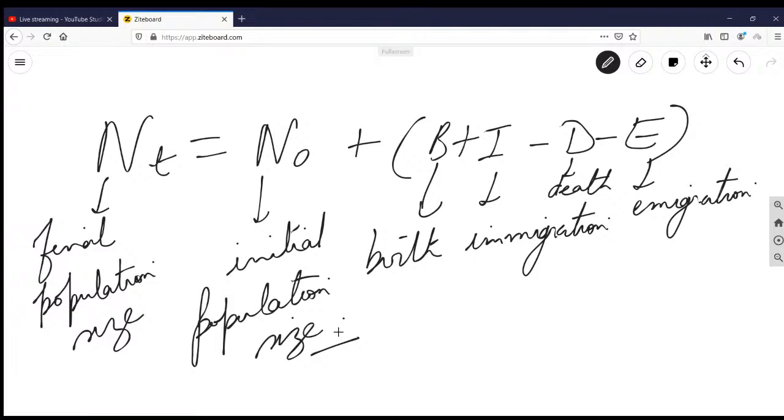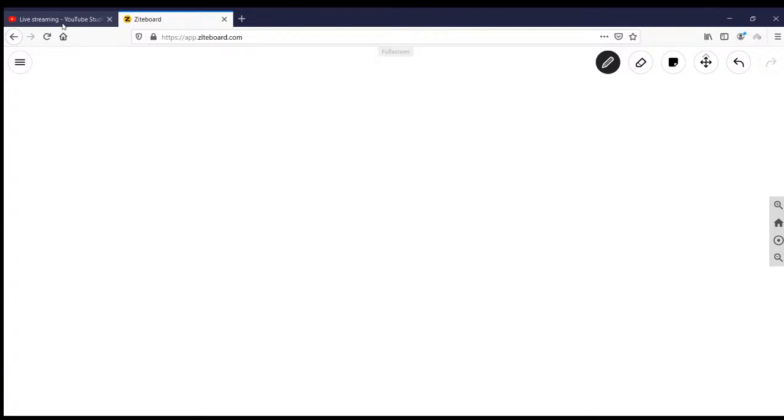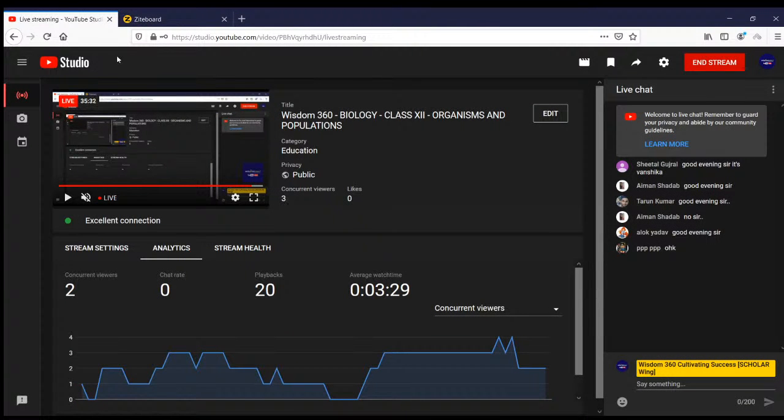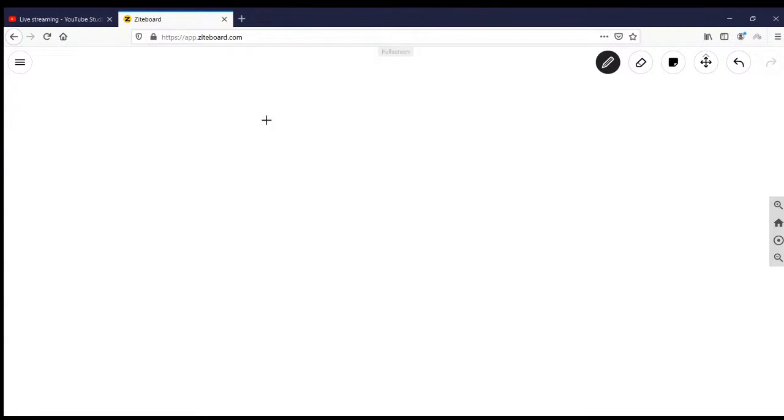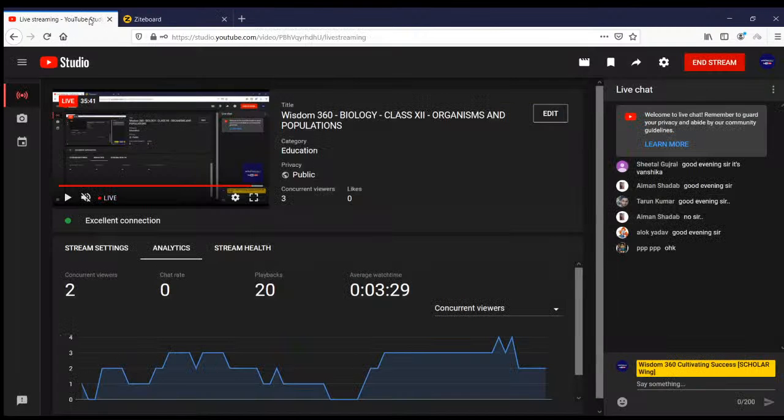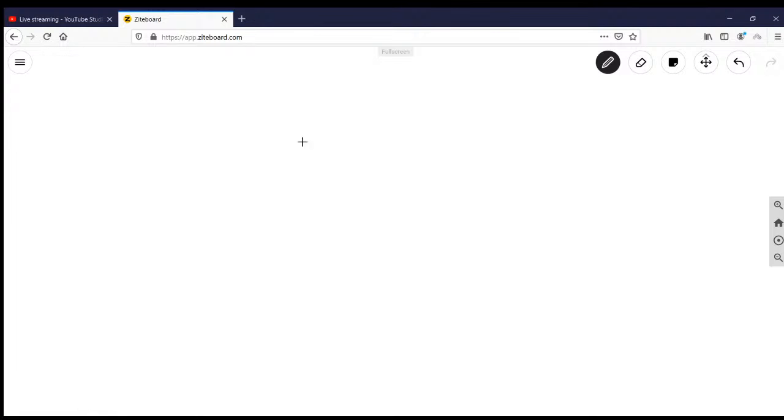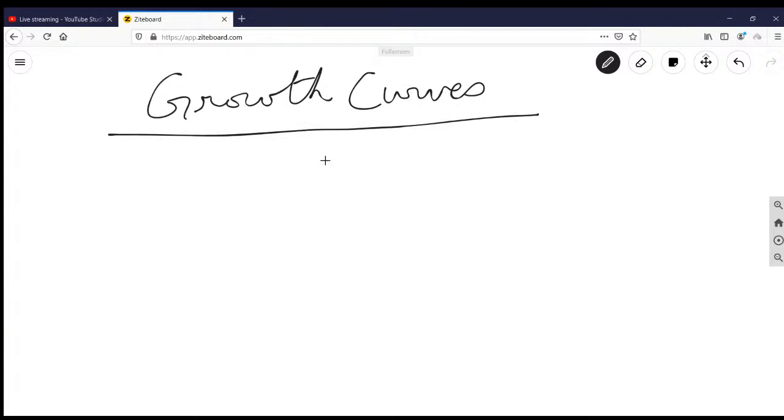Okay. So now we'll be coming on to the most important topic, that is the growth curve or models. How do we define growth curve? What are growth curve models and why are they essential in a population? So growth curve and models. Once we talk about growth curve and models, we have why are they needed and what are growth curves.